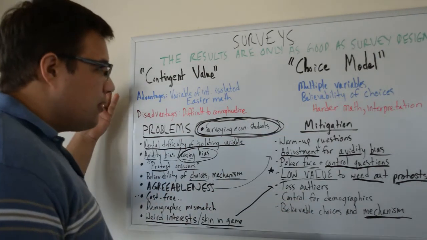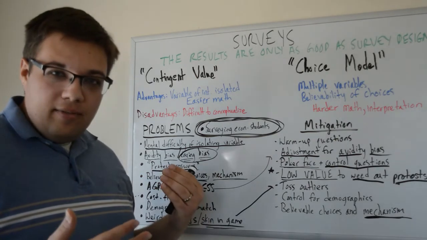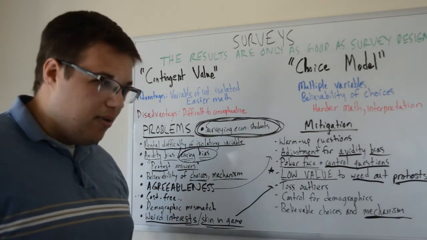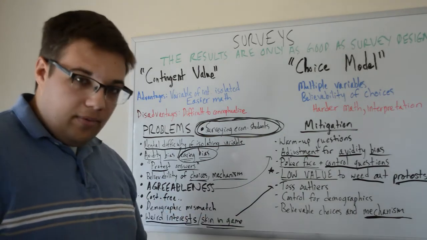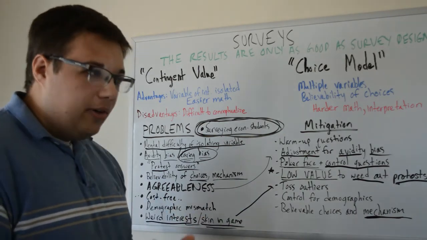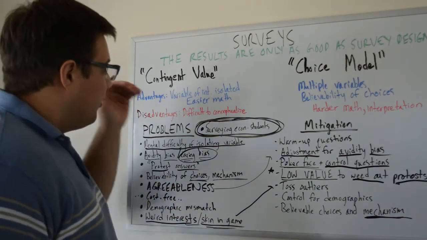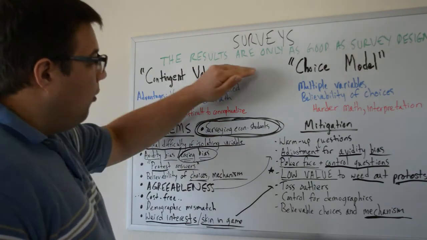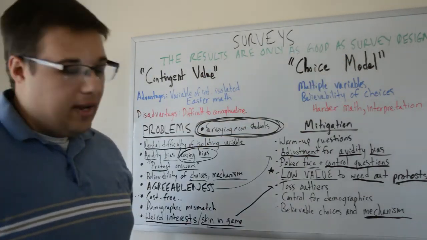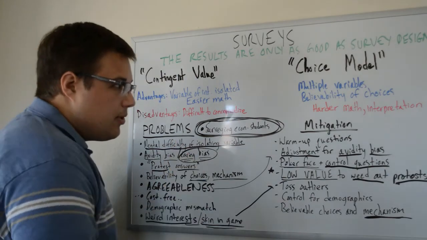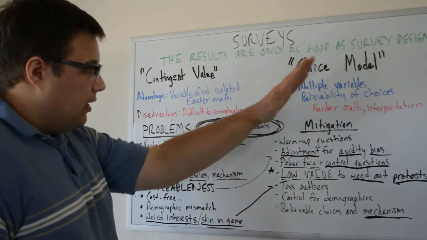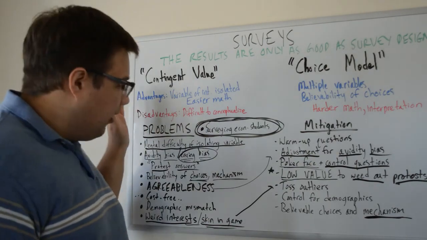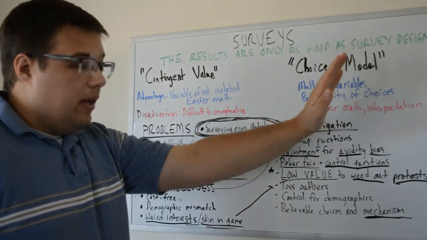Why do we do surveys? Because we want to know the value of non-market goods. We want to know the value of things that don't have a market, where they're readily traded, things like air quality, water quality, recreation. But the survey results are only as good as your survey design. Watch out for these problems. Here are your mitigating factors. And the two main types that are in use today in environmental evaluation: contingent value and choice modeling.